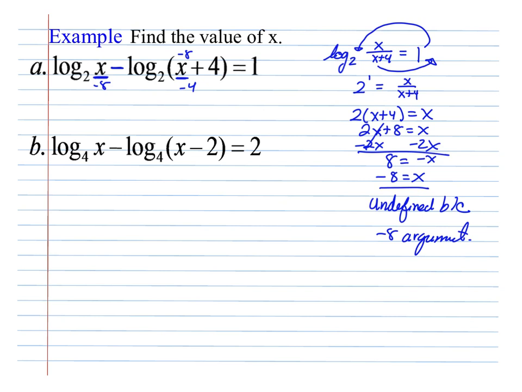So make sure that just because you get an answer, it actually works out. If you look at it and it does not make sense, log base 2 of -8, you're not going to have a negative number. You can't have a negative argument.